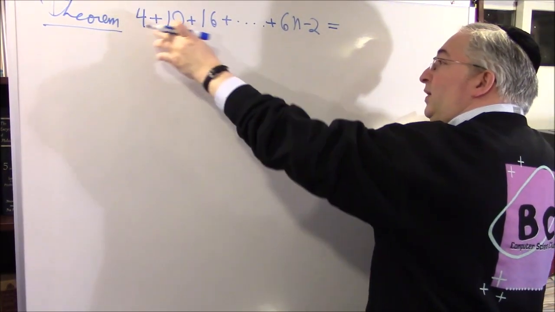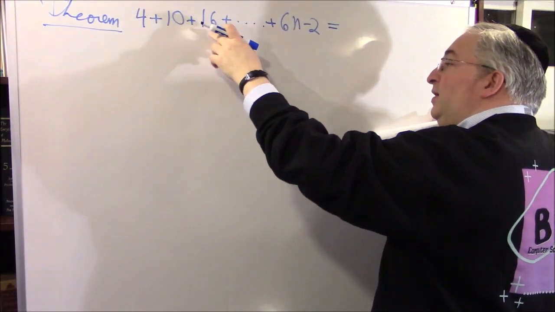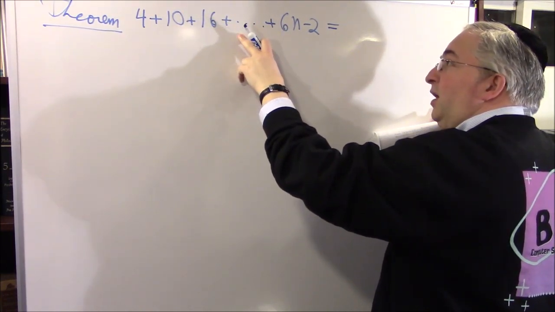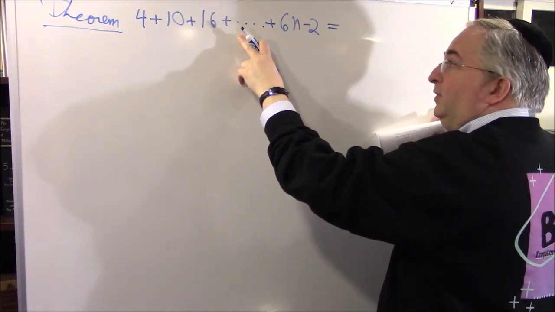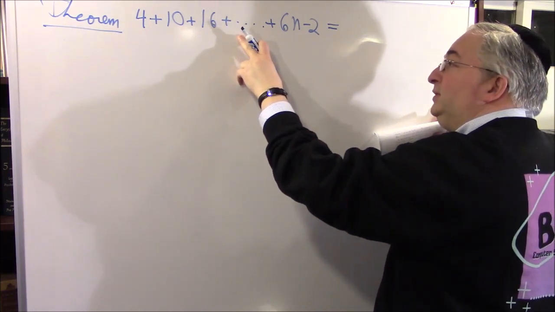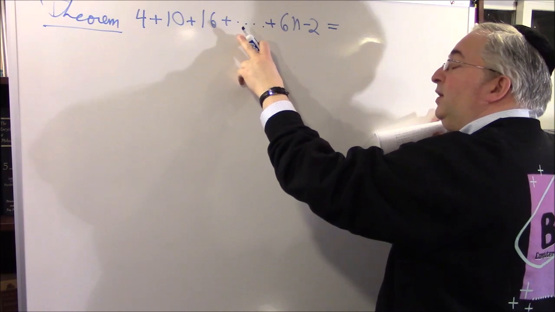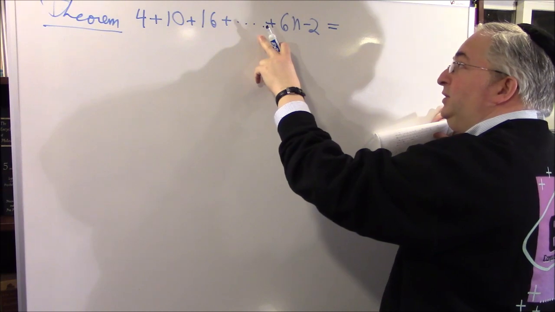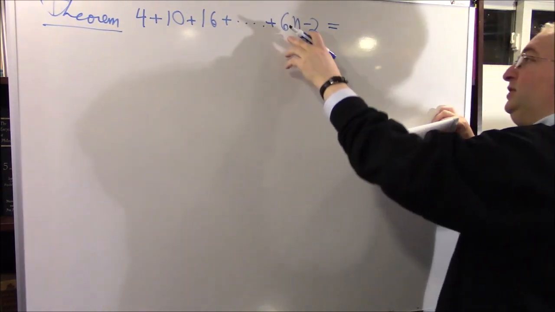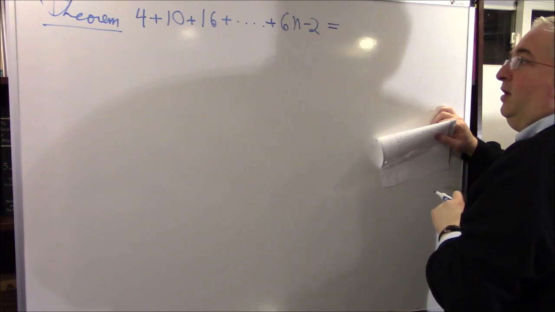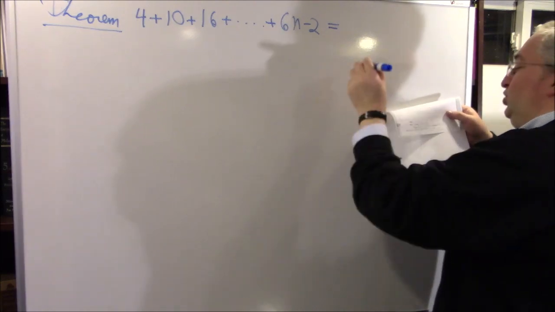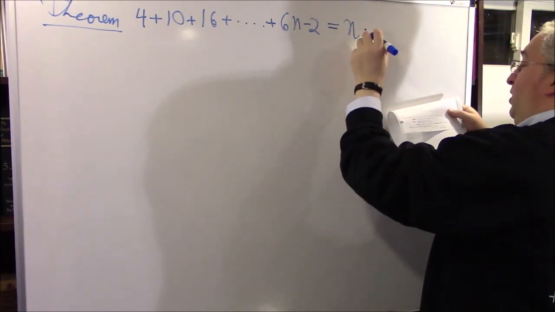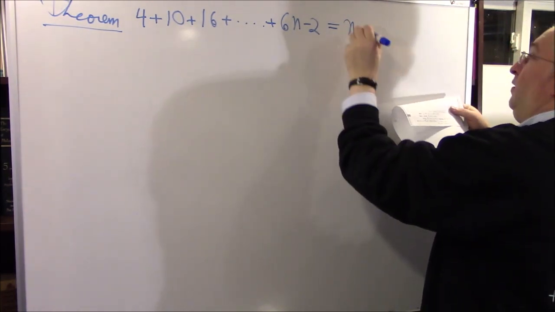So you take 4, add 6 to it, you get 10. Add 6 to it, you get 16. Add 6 to it, you get 22. Add 6 to it, you get 28. 28 is 6 times 5 minus 2, let's say. This should equal, here's a secret formula, just like Gauss had a secret formula, 3n plus 1.